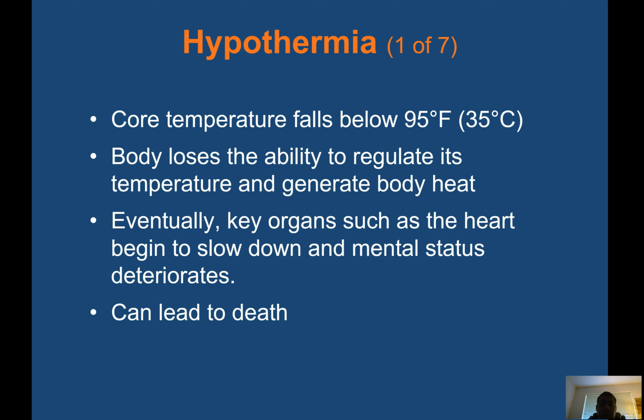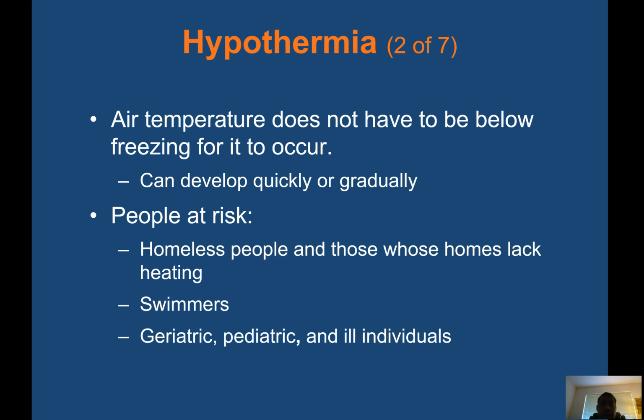Hypothermia. Core temperature falls below 95 degrees Fahrenheit or 35 degrees Celsius. The body loses the ability to regulate its temperature and generate body heat. Eventually, key organs such as the heart begin to slow down and mental status deteriorates. It can lead to death. Air temperature does not have to be below freezing for it to occur. It can develop quickly or gradually. People at risk: homeless people and those whose homes lack heating, swimmers, geriatric, pediatric, and ill individuals.